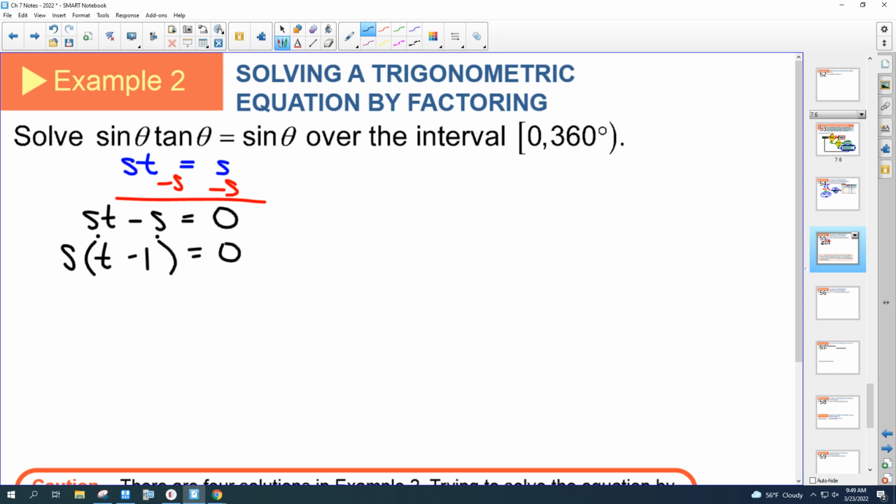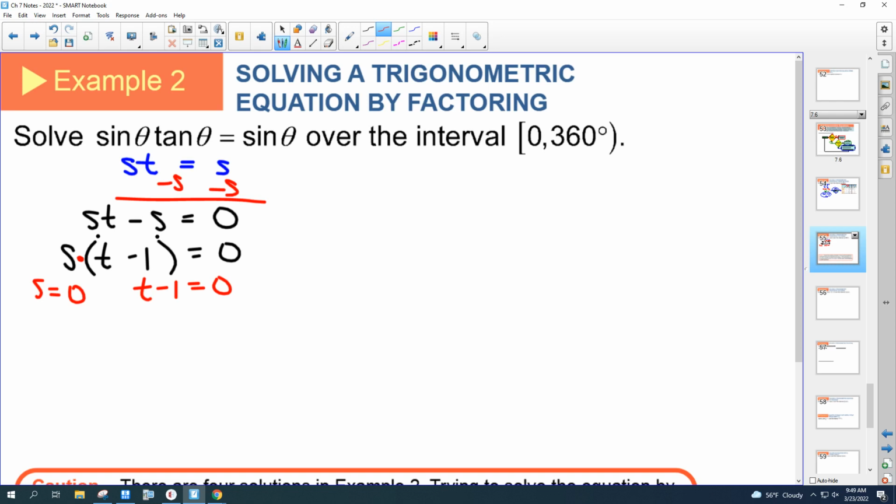equals 0. And we're still thinking about algebra 1. If you had to solve that equation in algebra 1, you use something called the zero product property. Zero product property says that if you multiply two things and get 0, then one or the other has to equal 0. So we went a step further and we said, well, either s equals 0 or t minus 1 equals 0.